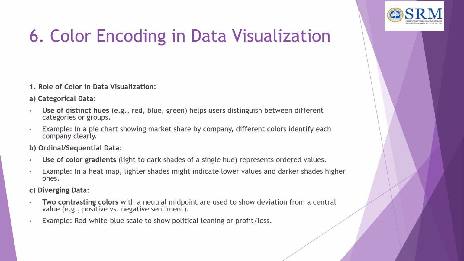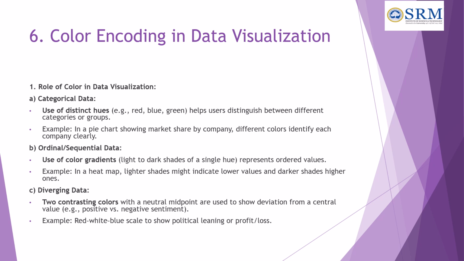For example, in a pie chart showing market share, each company is shown in a different color so we can quickly compare them. For ordinal or sequential data like temperature or scores that follow a specific order, we use shades of the same color. Lighter shades usually mean smaller or lower values, and darker shades mean bigger or higher values.